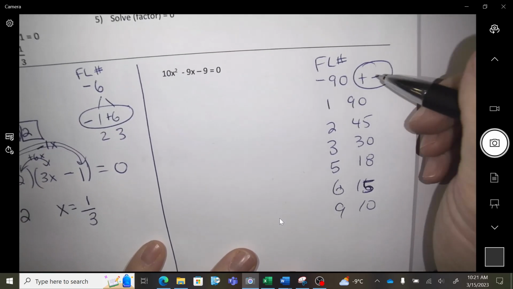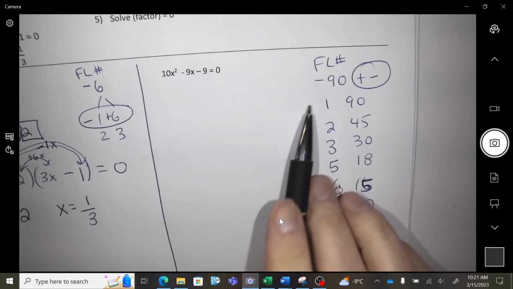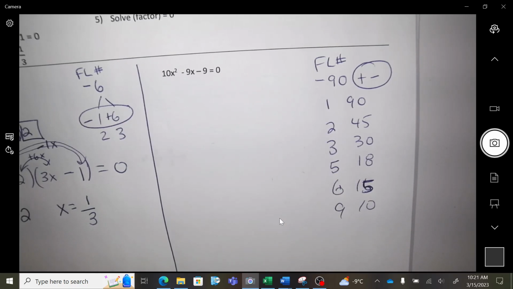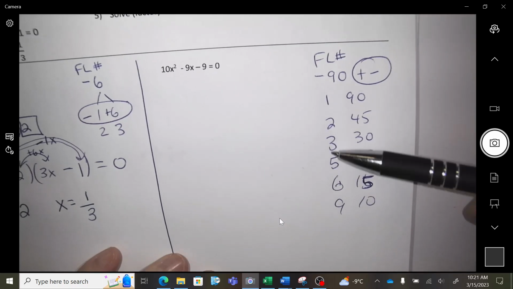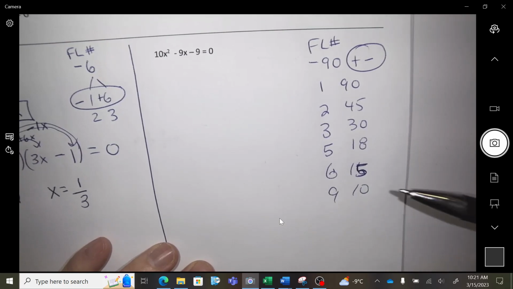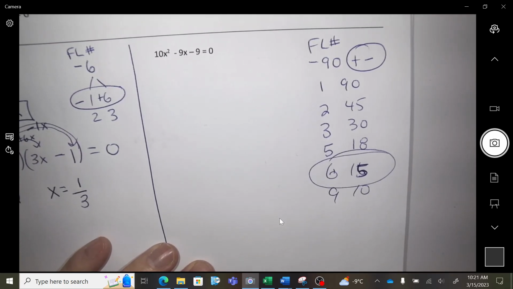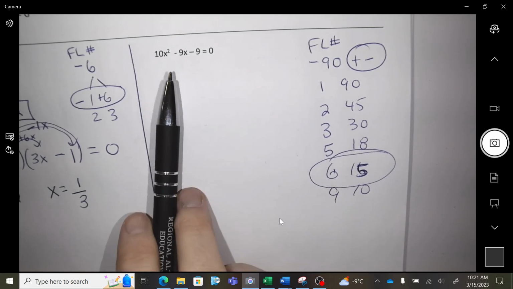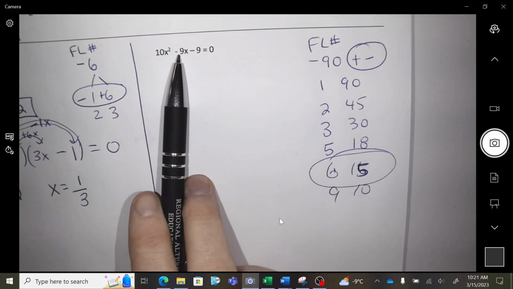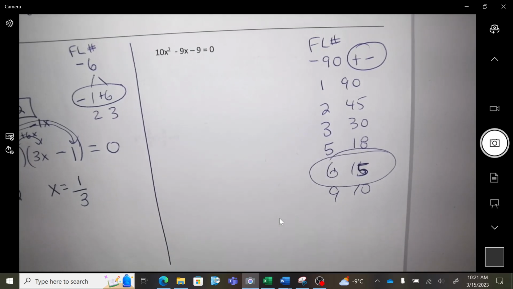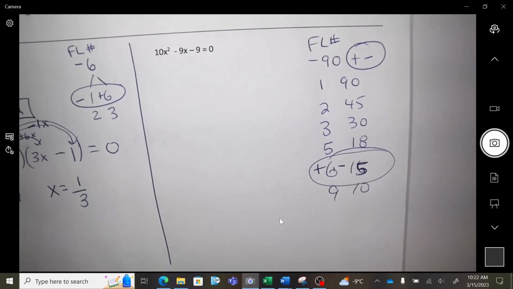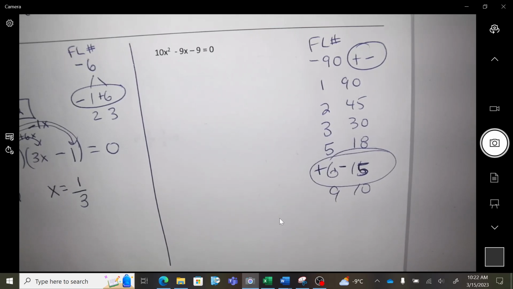One is positive and one is negative because this was -90. I need you to figure out a 9, something that makes a 9. 15 and 6, there would be a positive and a negative. So I need to make a -9 in the middle. So does that make sense? Negative on the 15?